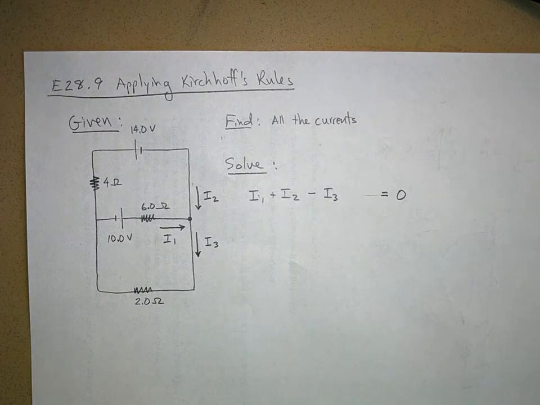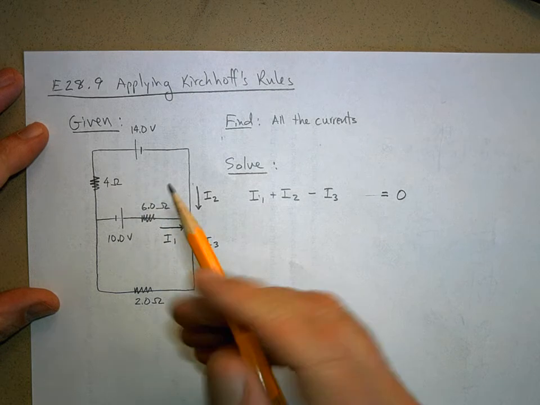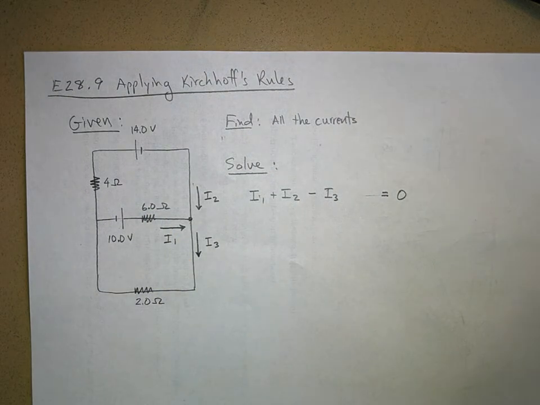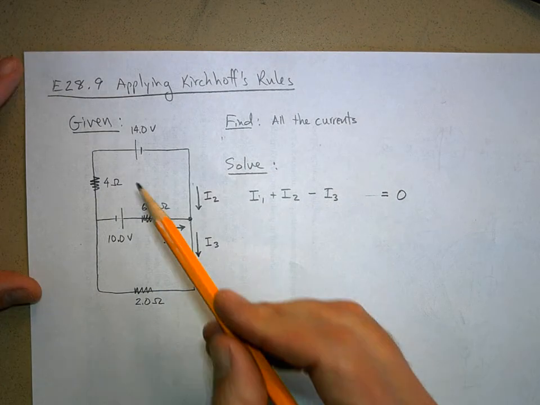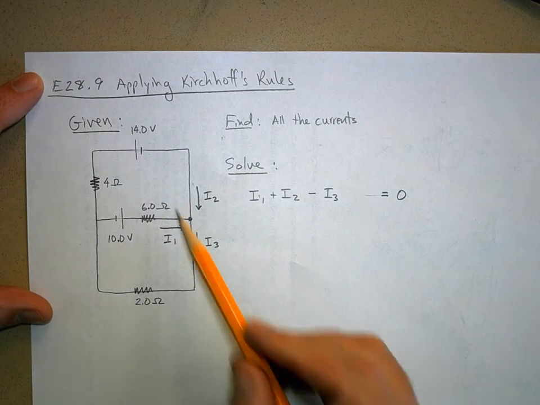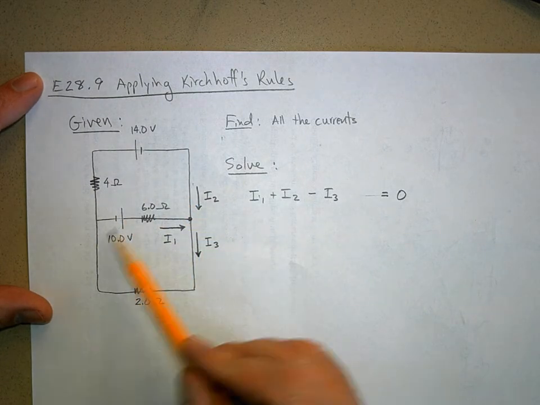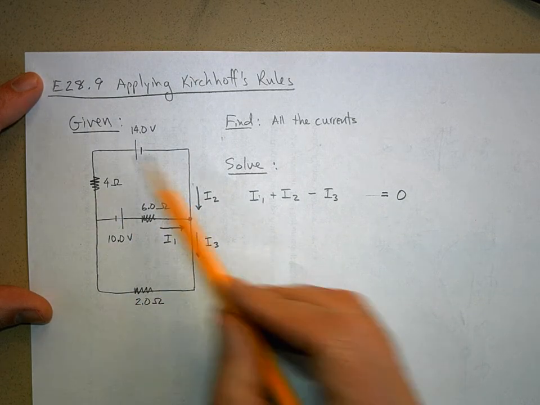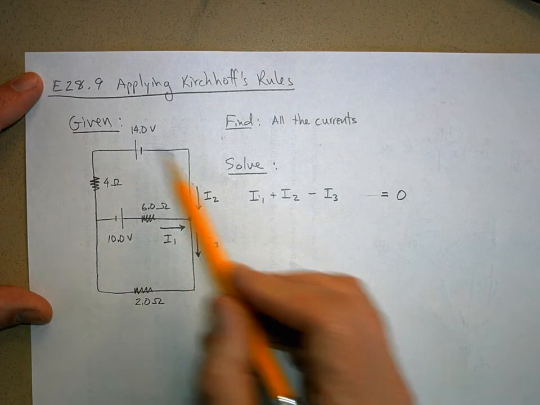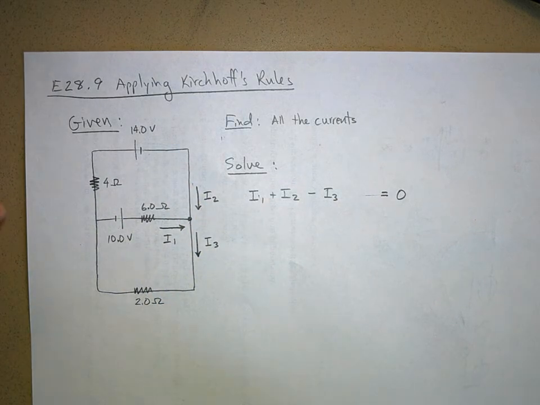So I'm going to now use the loop rules. And I'm going to choose 2 loops, and it doesn't matter which loops you use. You can use the outside loop, you can use the top loop, you can use the bottom loop, you can go clockwise, or you can go counterclockwise. It doesn't matter. If you're consistent, if you use all these little rules properly, you will get the right answer.